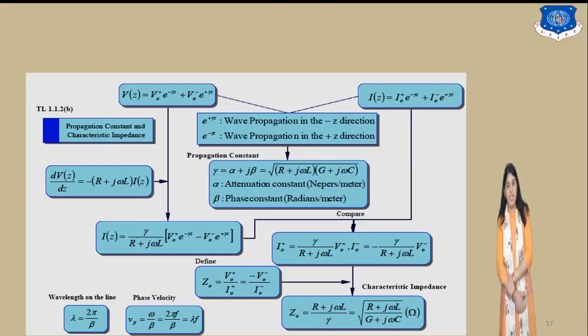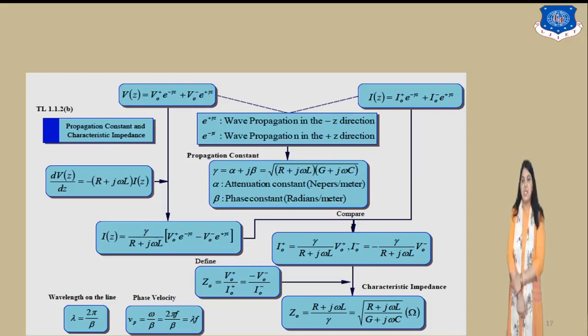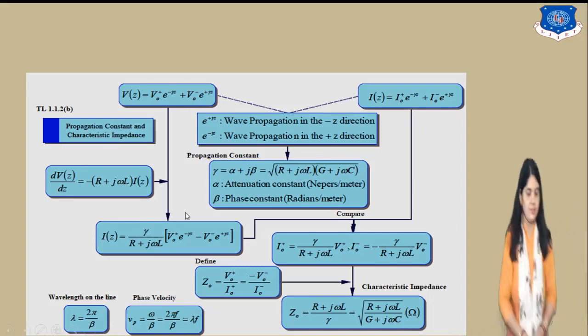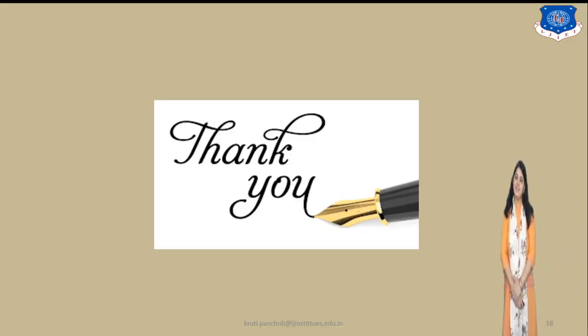So this way we can find the characteristic impedance Z0, which is equal to (R plus j omega L) upon gamma, which is equal to the square root of (R plus j omega L) upon (G plus j omega C), and the unit is ohm. Lambda is equal to 2 pi upon beta. Vp, the phase velocity, is omega upon beta, which is equal to 2 pi f upon beta, which is equal to lambda f. So this is about the transmission line equation.